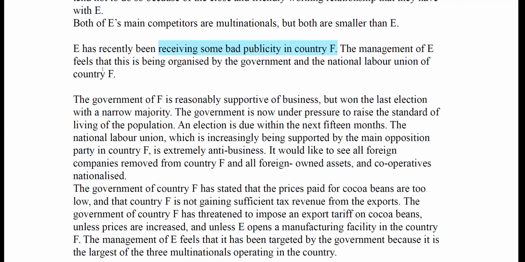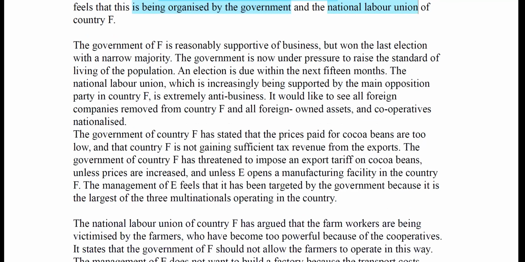So the management of E knows that this is being organized by the government. So it's the government who is strongly opposing, and the National Labour Union. So we've seen one stakeholder, the current government, and we've seen the National Labour Union, right? So you see, we are just identifying the stakeholders. They said the government of F, which is a stakeholder, is reasonably supportive of business. That means when you are doing business, they support you. And they won the last election with a narrow majority. That means it is possible that in the next election, the next party may win, who may not be supportive of business. So being supportive of business means that he currently supports you, right?